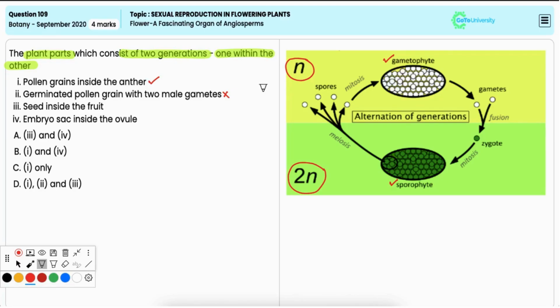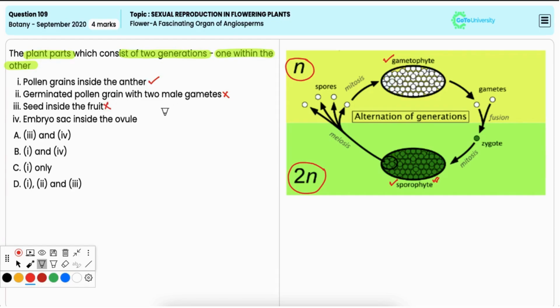Now, statement 3, that is, seed inside the fruit. The seed represents the sporophyte generation, while the fruit is also a part of the sporophyte generation. So there are no two generations here. Both are part of the same generation.